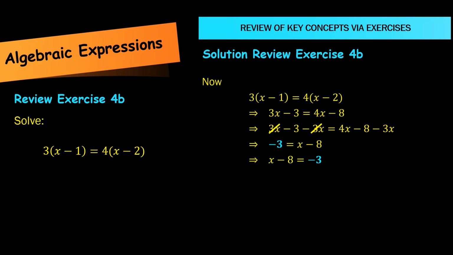And now finally we're going to try and ensure that all the constants are on the other side. So we add 8 to both sides, and of course this is done in order to remove the constants on the left-hand side, which gives us x equals 5.